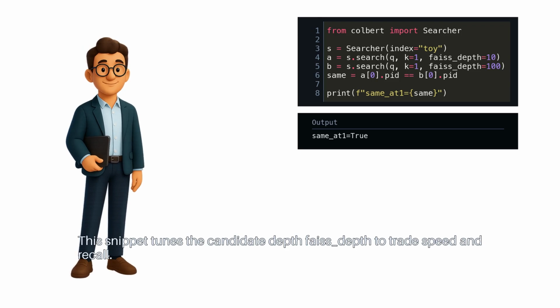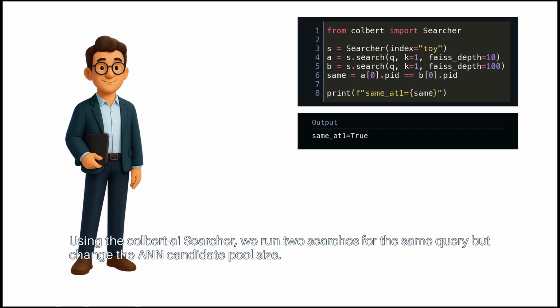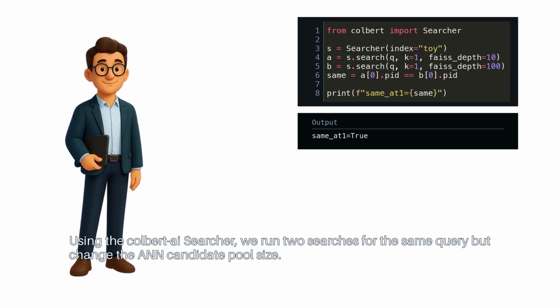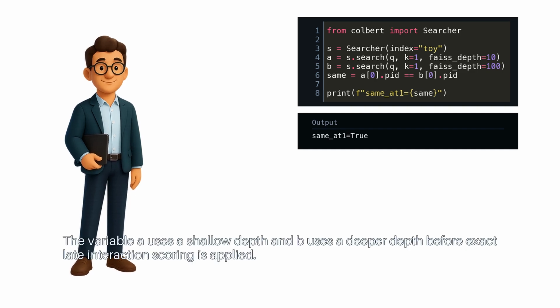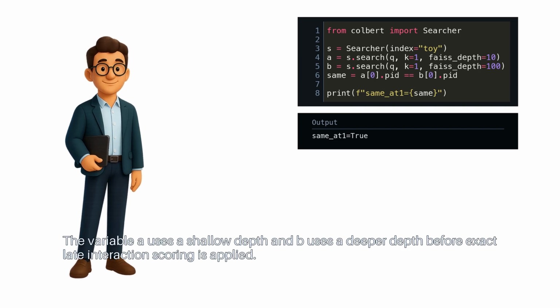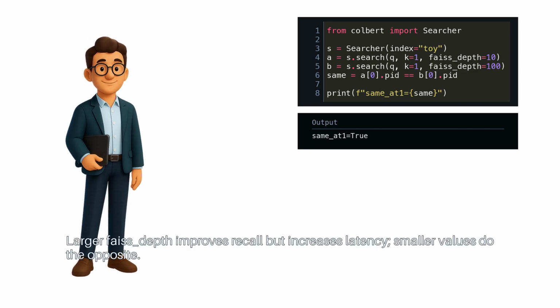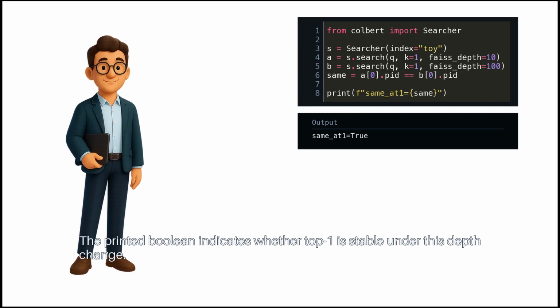This snippet tunes the candidate depth, FAISS depth, to trade speed and recall. Using the colbert-ai searcher, we run 2 searches for the same query, but change the ANN candidate pool size. The variable A uses a shallow depth, and B uses a deeper depth before exact late interaction scoring is applied. We compare the top passage identifiers to test whether increasing the candidate set changes the winner. Larger FAISS depth improves recall but increases latency. Smaller values do the opposite. The printed Boolean indicates whether top 1 is stable under this depth change.